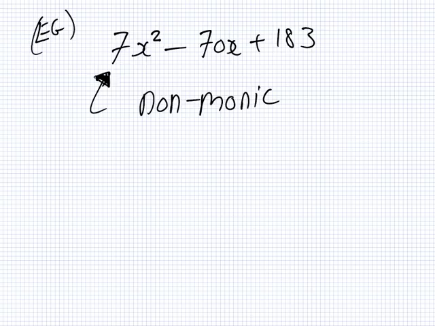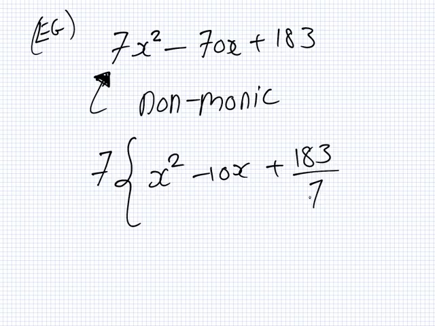Any ideas? You have to put 7 in front. You should take the 7 out. So you'll get 7, big brackets, x squared minus 10x plus 183 over 7.